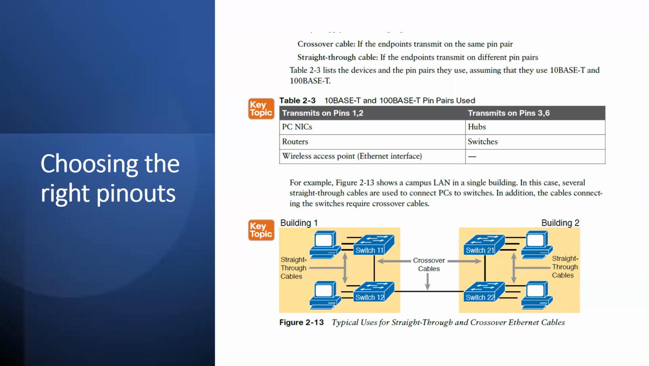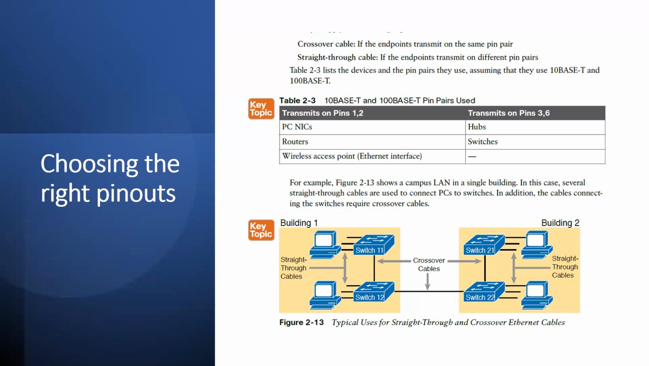And of course, in the little table that you see here, Cisco does a great job laying it out based on Ethernet and Fast Ethernet. What do I mean by that? 10BASE-T and 100BASE-T. What pins are used? Pins 1 and 2 for transmit are typically used by PCs, routers, and wireless access points. And on hubs and switches, hubs, I would hope they're not used anymore, they transmit on 3 and 6.